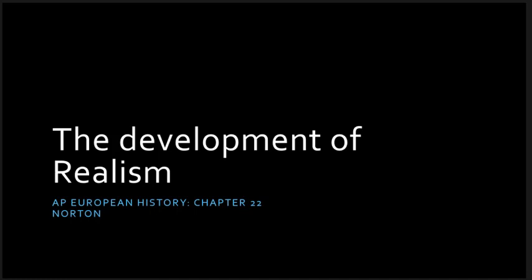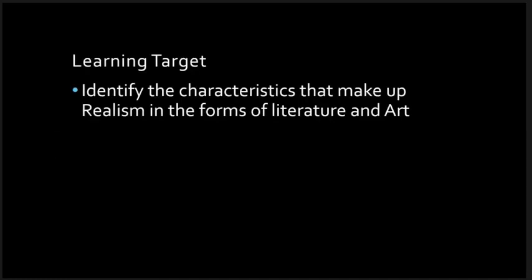So let's go ahead and get started. We always have a learning target to get through, so this is the goal that we're going to try and accomplish today. It's pretty simple. It says identify the characteristics that make up realism and the forms of literature and art.